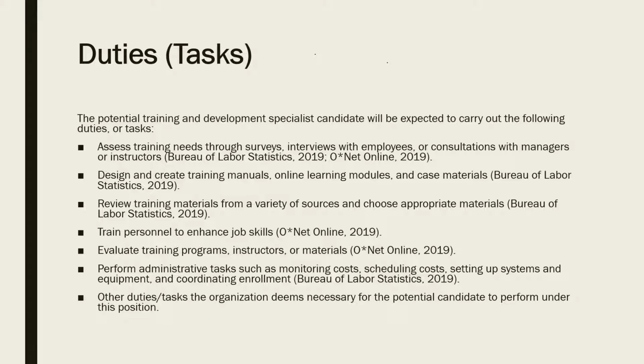The duties or tasks the potential training and development specialist candidate will be expected to carry out come from the Bureau of Labor Statistics and ONET Online. They consist of assessing training needs through surveys, interviews with employees, or consultations with managers or instructors; designing and creating training manuals, online learning modules, and case materials; reviewing training materials from a variety of sources and choosing appropriate materials; training personnel to enhance job skills; evaluating training programs, instructors, or materials; and performing administrative tasks such as monitoring costs, setting up systems and equipment, and coordinating enrollment. There are other duties and tasks the organization may deem necessary for the candidate to perform under this position.